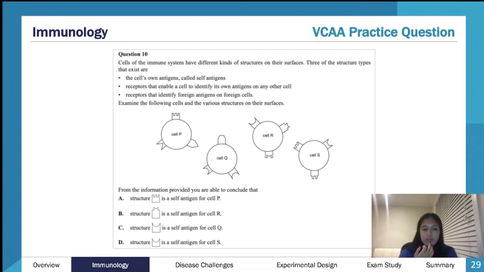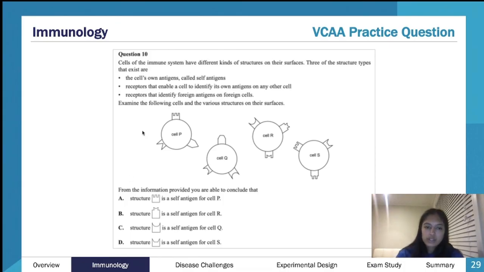So from the information, what are we able to conclude? Again, if you want, you can take a screenshot of it and have time to think about it yourself and stuff like that. But I will move through it. If you want to go back to it on the slides, then I recommend that you do.